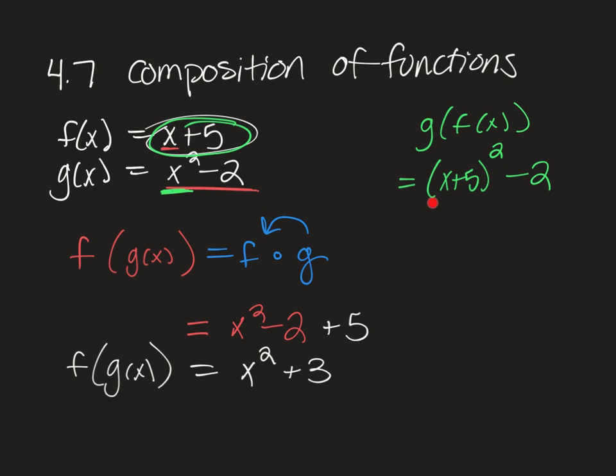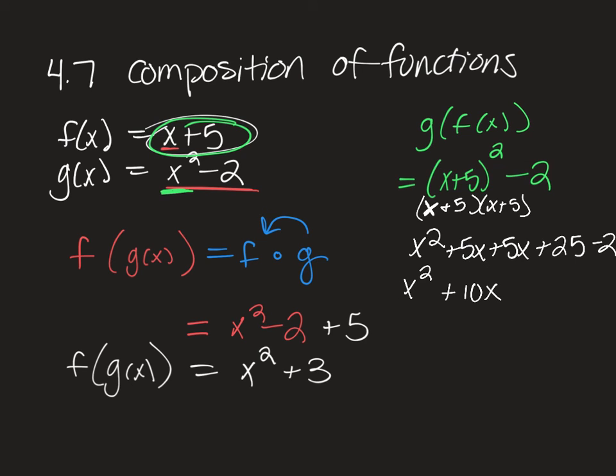So then what are we going to have to do here? We're going to have to FOIL. So it's x plus 5 times x plus 5. That gives you x squared plus 5x plus another 5x plus 25. And then we still have our minus 2 on the end. So we get x squared plus 10x plus 23. Okay. So again, you can go either way. Whatever's inside is what you plug into the one on the outside.